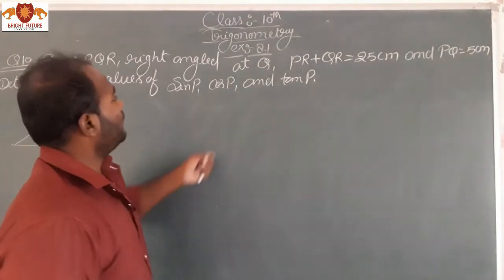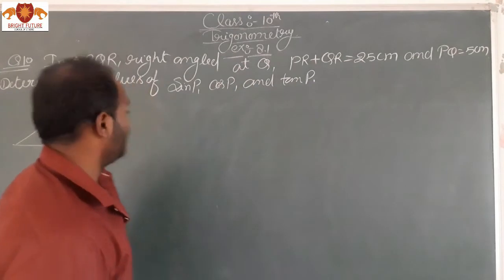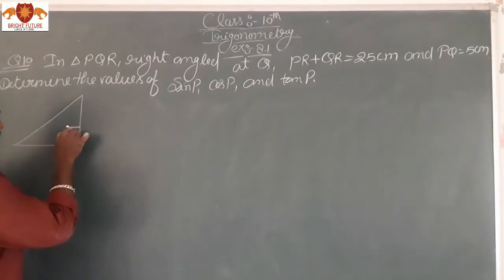What does it say? It means we have the triangle PQR with a right angle at Q. हमारे पास राइट एंगल है कहाँ पर? Q पर. Q पर मुझे एक राइट एंगल बनाना है. It means I will take the point Q here. Got it?